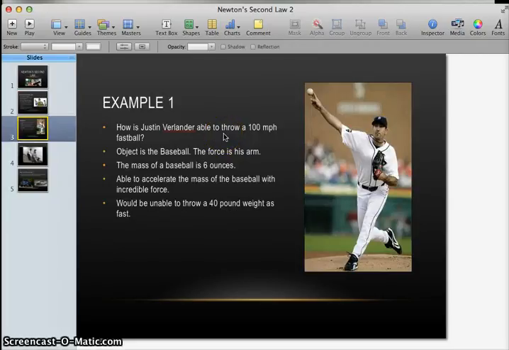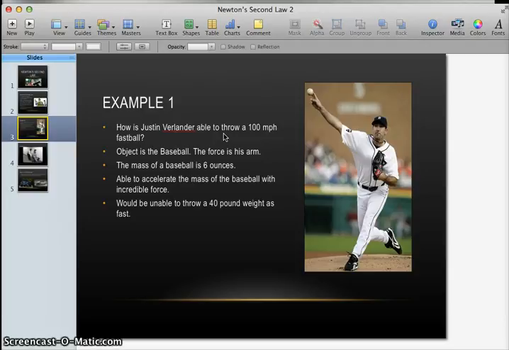For all you Tigers fans out there, how is Justin Verlander able to throw a 100-mile-an-hour fastball? Well, this can be explained by Newton's second law. The object is the baseball. The mass of that baseball is 6 ounces. The force is Justin's arm, and he's able to accelerate the mass of that baseball with such an incredible amount of force.